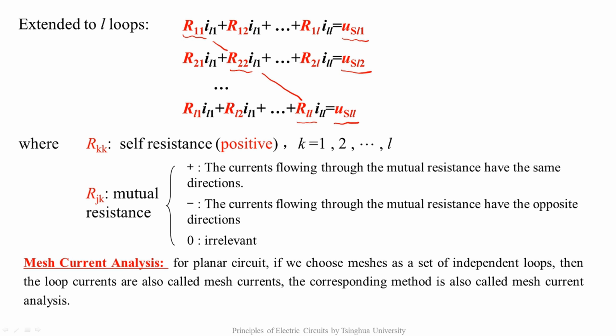For a planar circuit, similar to the loop current analysis, there is a method called the mesh current analysis. We know that the meshes of the planar circuit can be chosen as a set of independent loops. Then the loop currents correspondingly become the mesh currents, and the analysis method is called the mesh current analysis.